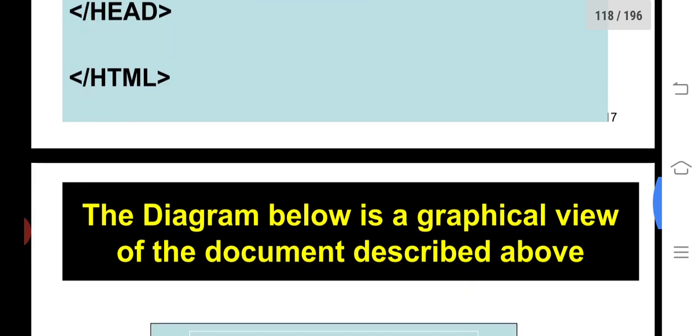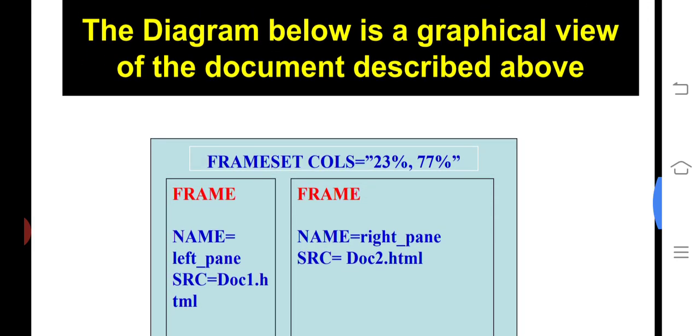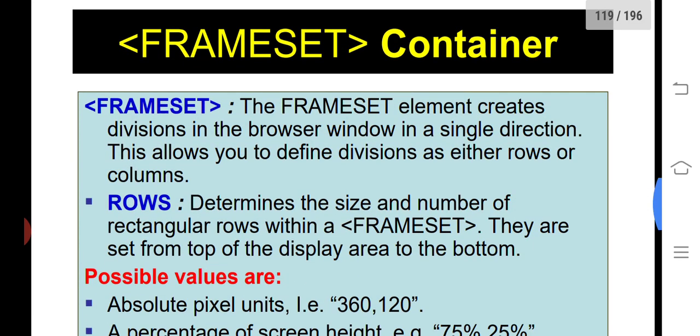You see the output of this. The diagram below is a graphical view of the document described above. So the frameset has cols equal to 23%, 77%. Here the 23% frame is there, and on the right side the 77% frame is there. So it is as described in the above code.